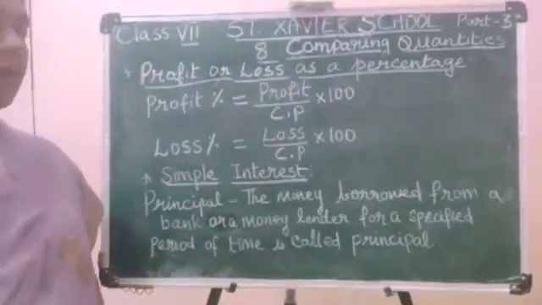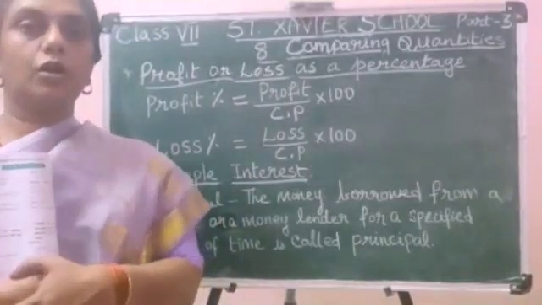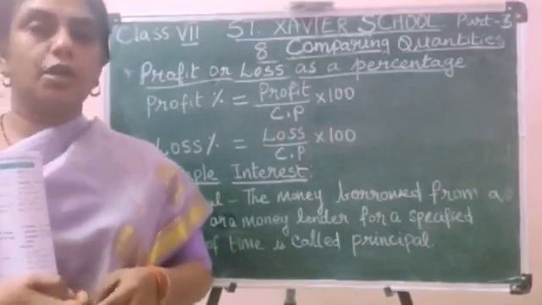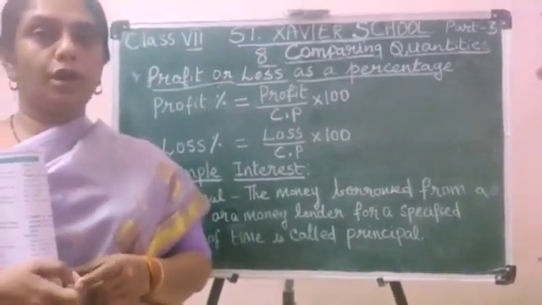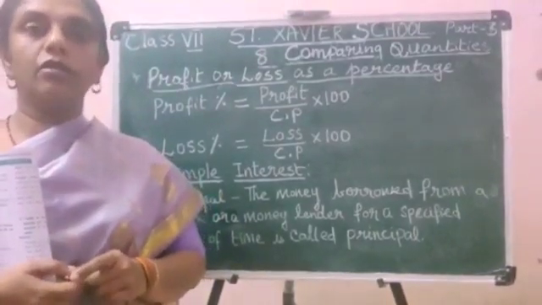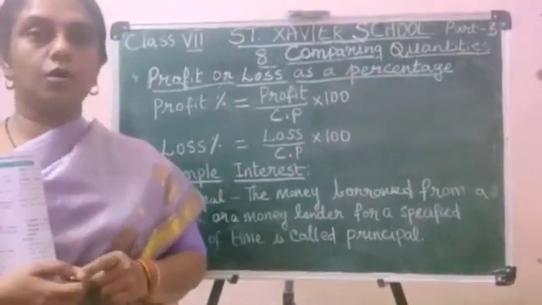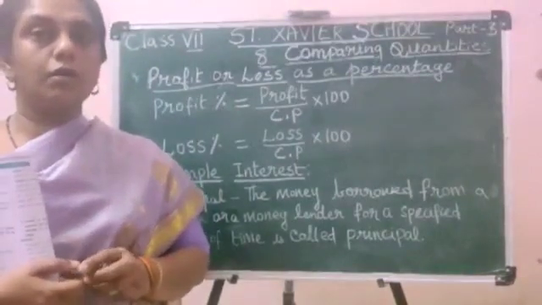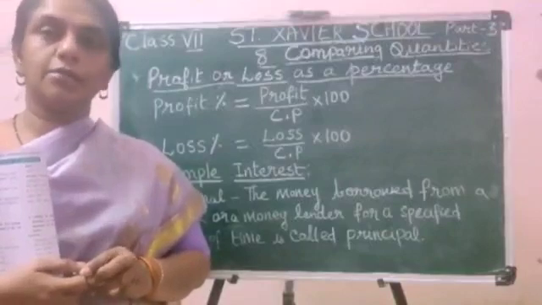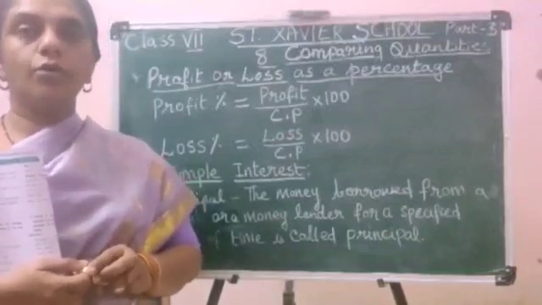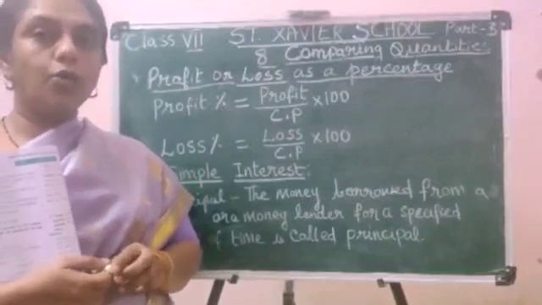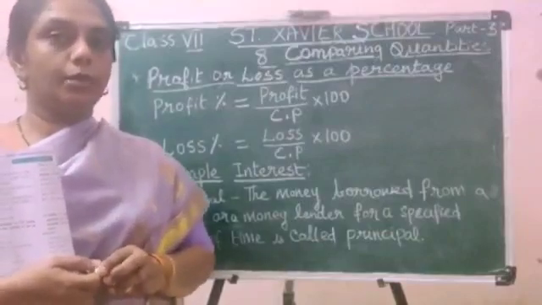Next one, we are going to read about profit or loss as a percentage. You already know how to calculate the profit. Profit equals selling price minus cost price, and loss equals cost price minus selling price. That much you have studied. Now we are going to read about how to find the percentage on the profit.